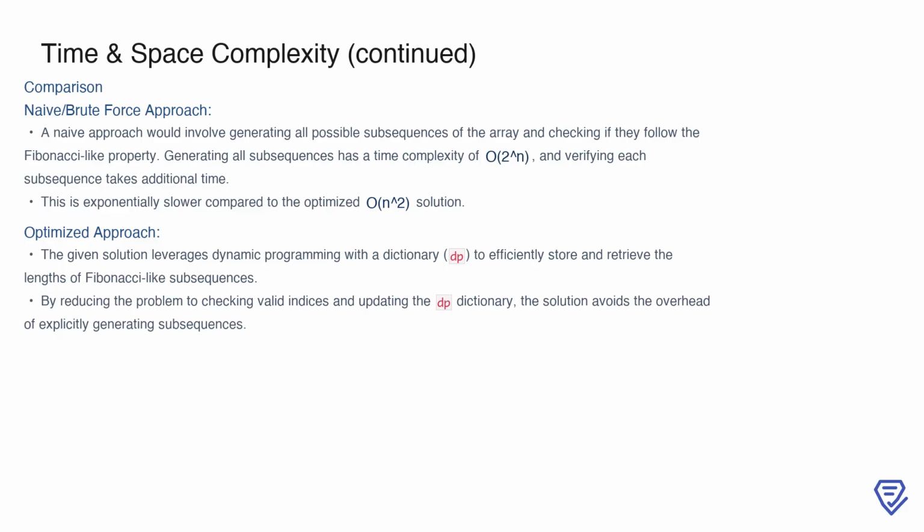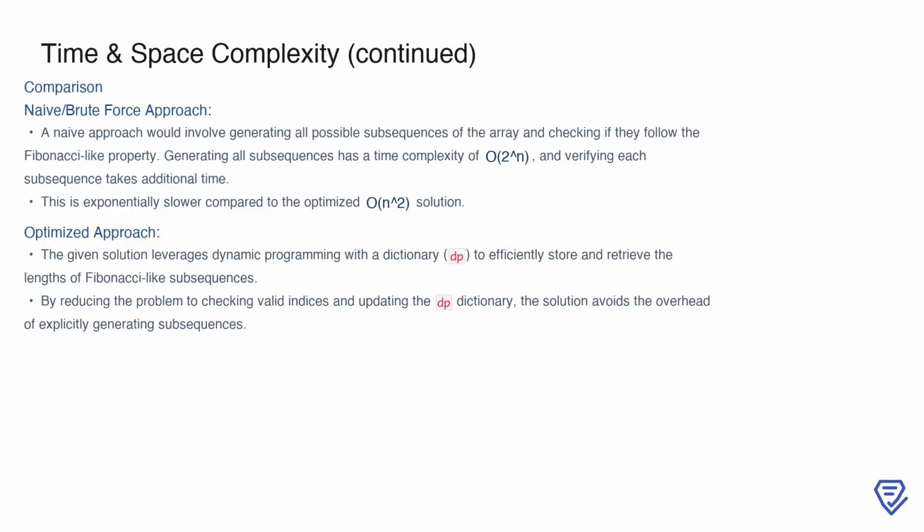Now let's compare this optimized solution to the naive or brute force approach. A naive approach would involve generating all possible subsequences of the array and then checking each one to determine if it satisfies the Fibonacci-like property. Generating all subsequences has a time complexity of 2 to the power of n, and verifying each subsequence would add further processing time. This makes the naive approach exponentially slower than the optimized solution.